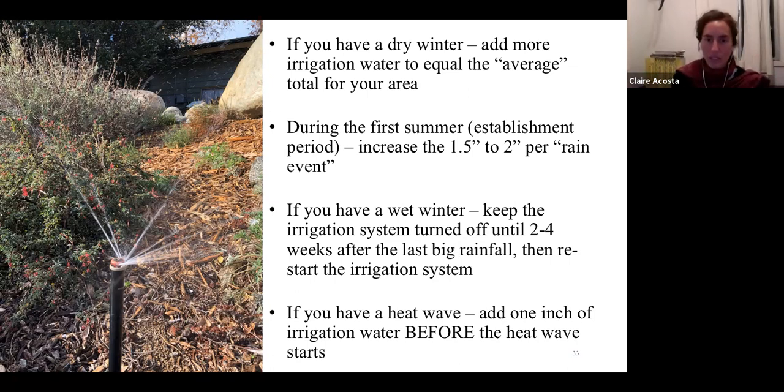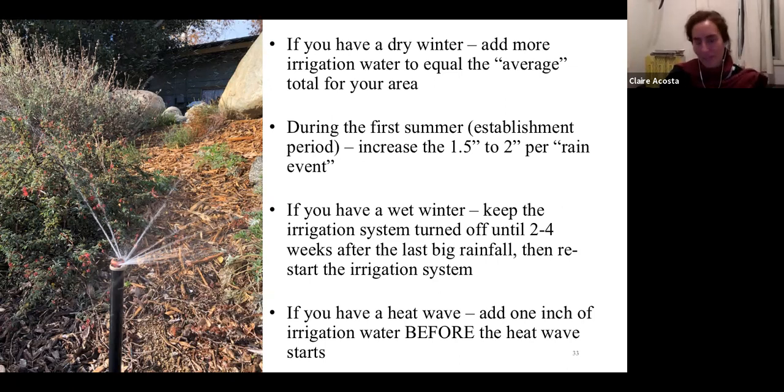Oh yeah, we've talked about this, but if you have a wet winter, keep the irrigation system turned off until about 2 to 4 weeks after the last big rainfall. And then you can turn your irrigation system back on, right? Because there's going to be residual water in the soil from the rain.